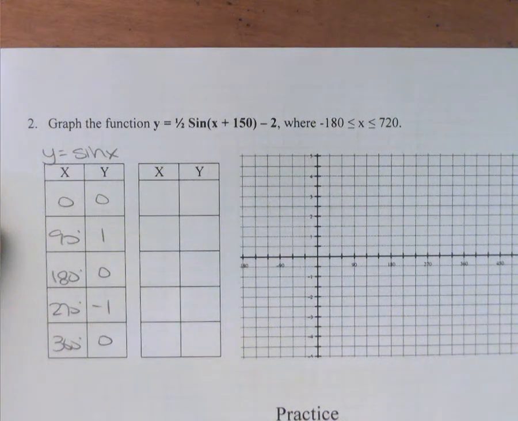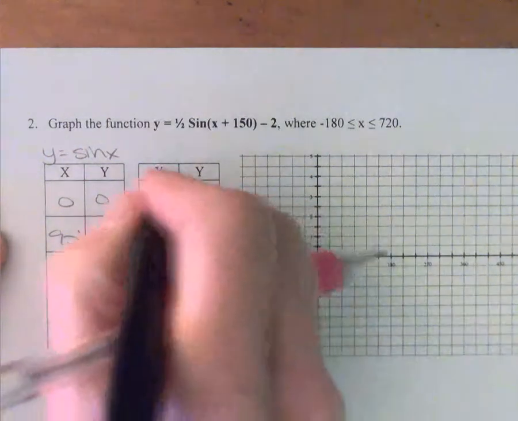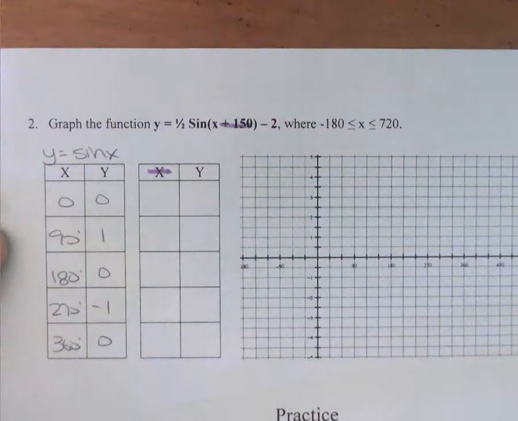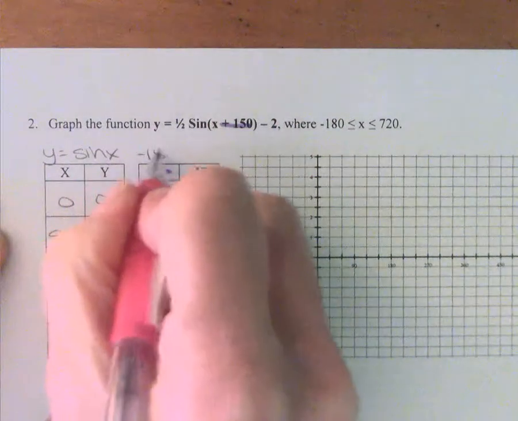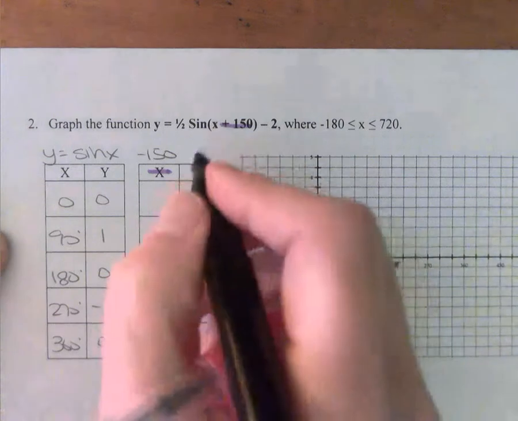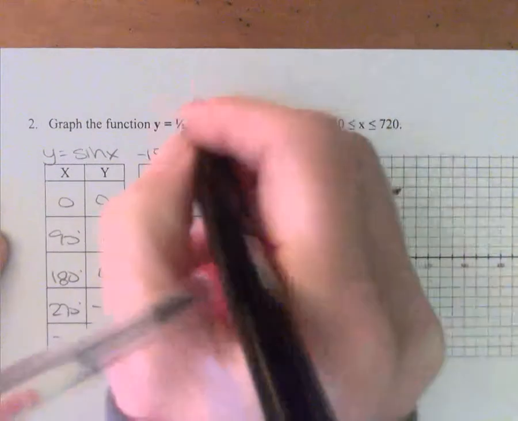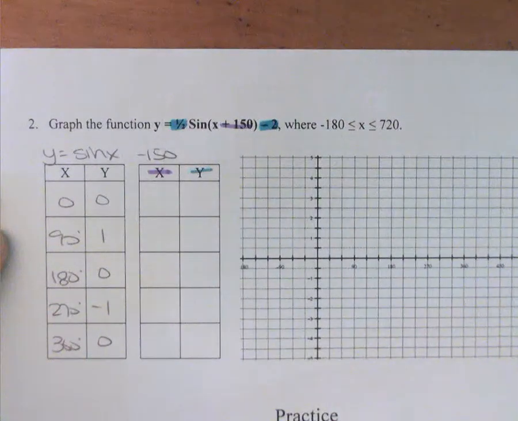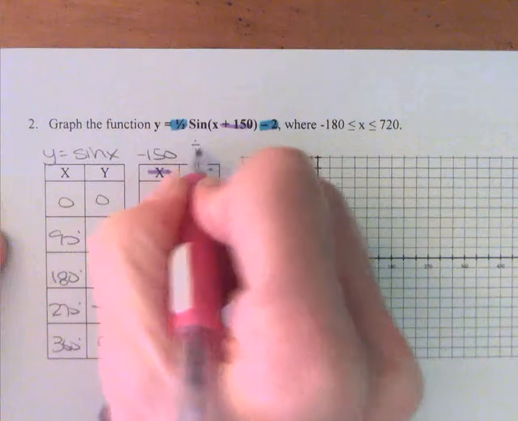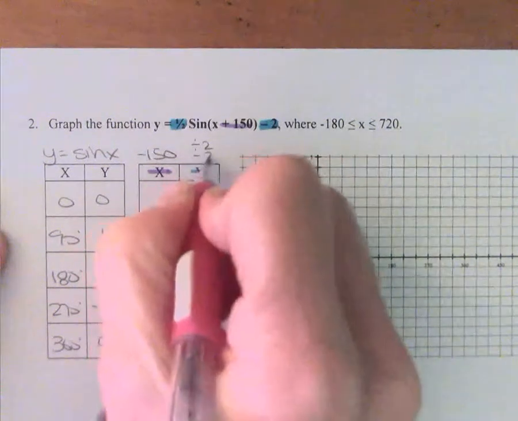Now I'm looking at what's going to affect x. So that means that plus 50 is going to affect it, but brackets lie. So I'm going to subtract 150. And then I want to look at what's going to affect y. So that would be the 1/2 and the minus 2. They do not lie. So it means I'm going to compress by 2, so divide by 2 and then subtract 2.